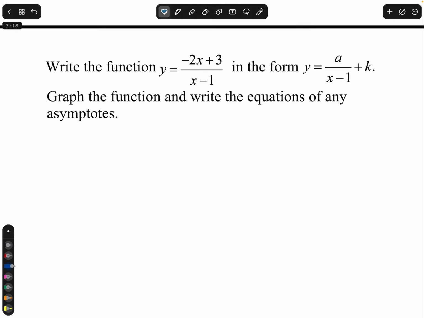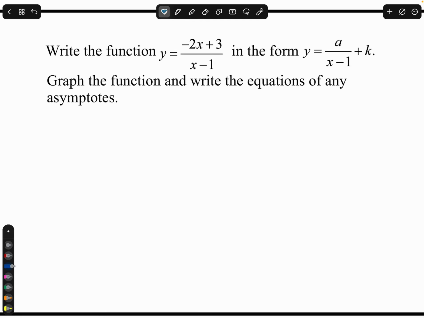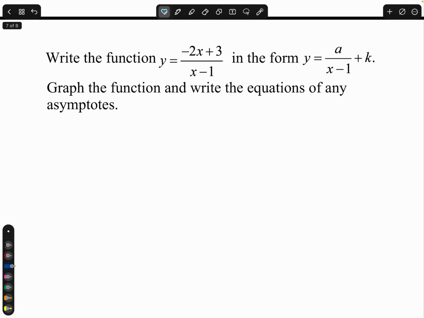All right, and one more here. It says write the function y equals (negative 2x plus 3) over (x minus 1) in the form a over (x minus h) plus k. We're going to refer to this one as polynomial form, and this is our graphing form, or you could call it general form too. Then it says to graph the function and write the equations of any asymptotes. So we'll do it here.